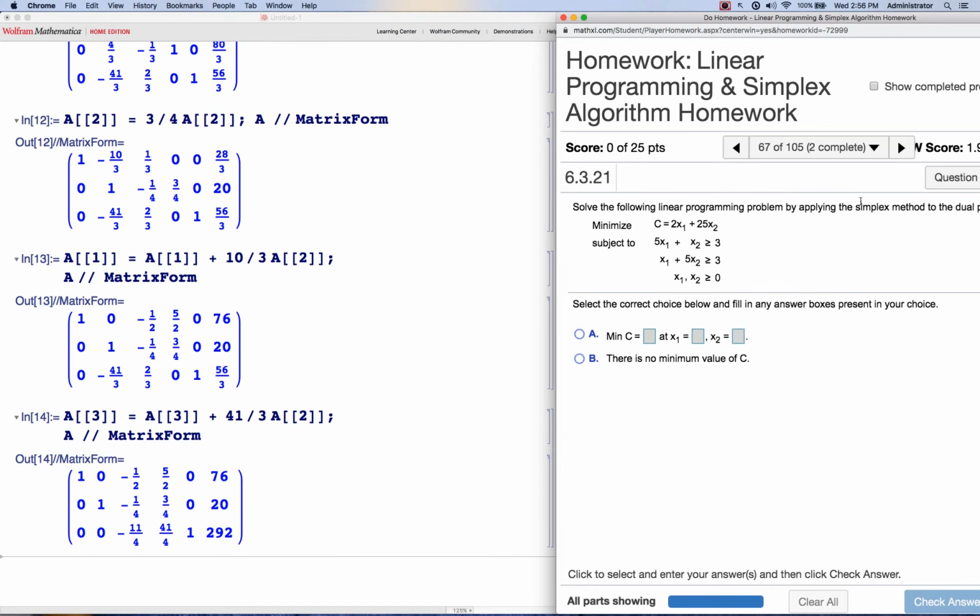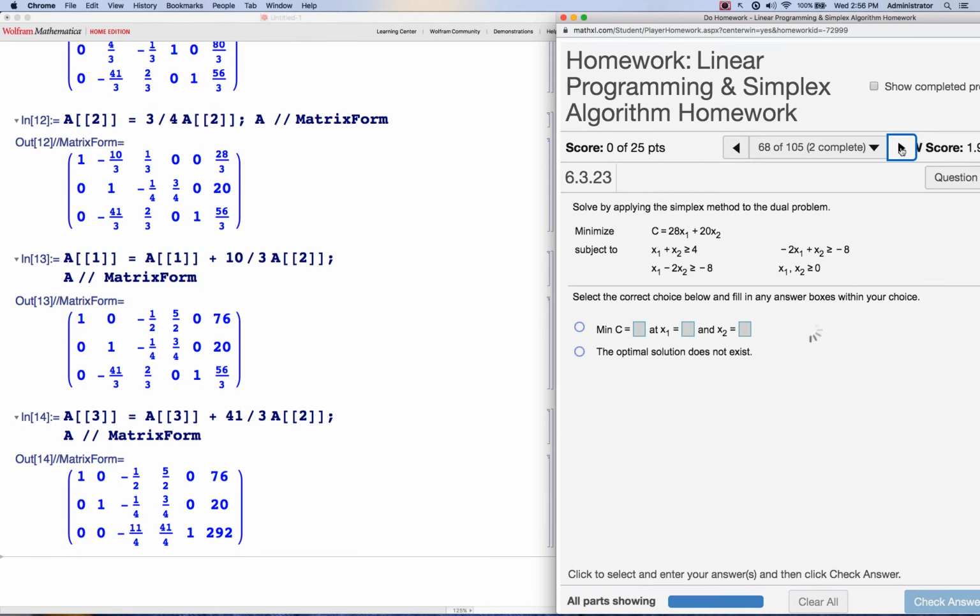This is similar, but let's try a different one.